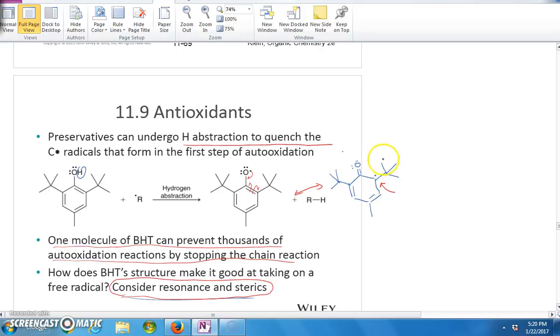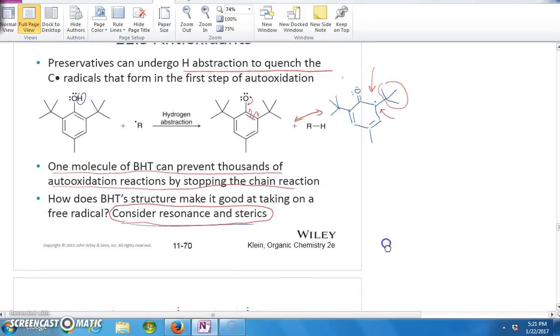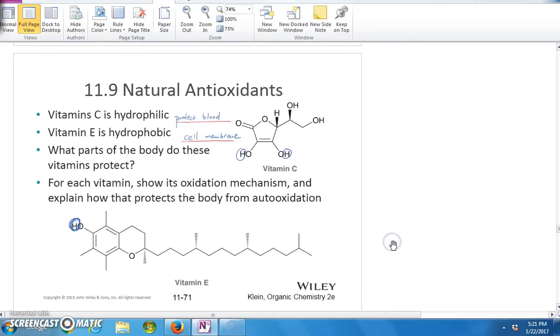And because of this tertiary butyl group, it's almost impossible for any radical to try to couple with this radical because of significant steric hindrance. And also the fact that this radical is also stabilized by resonance, it will be impossible for this to react further to give anything useful.